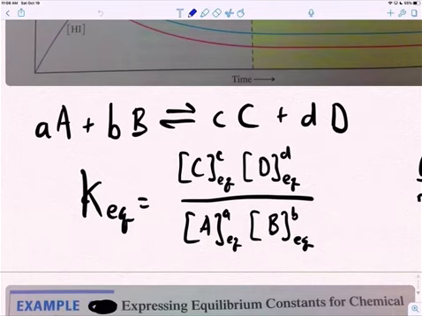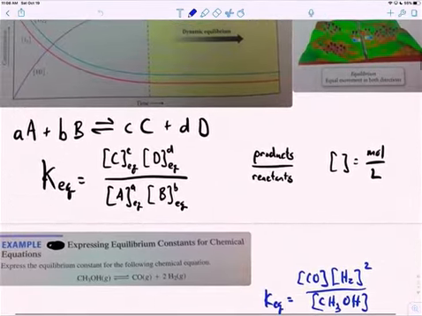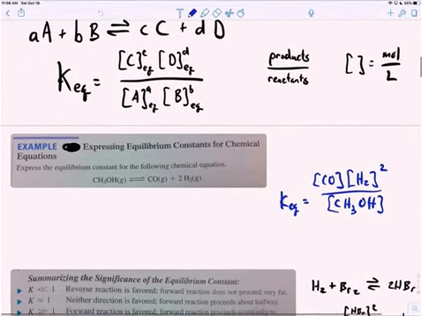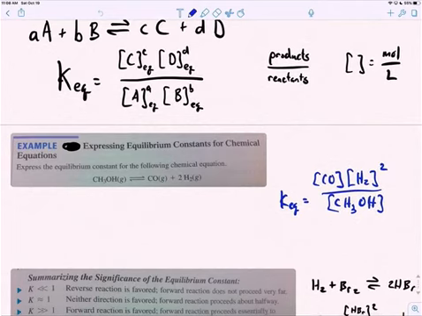K is the concentrations of the products raised to their coefficients over the concentrations of the reactants raised to their coefficients. And those concentrations are all at equilibrium. I always remember it's products over reactants. And remember those brackets mean moles per liter. So these are pretty easy.